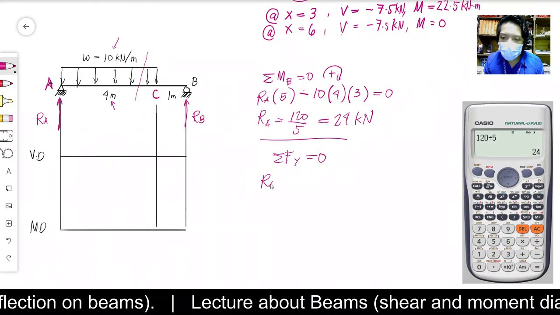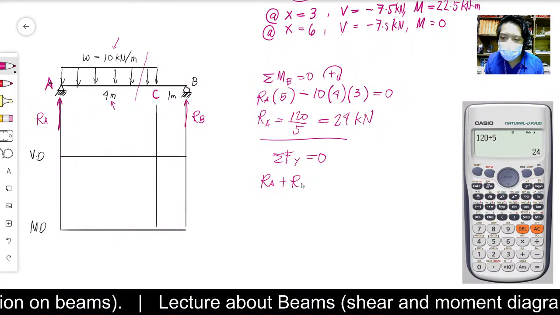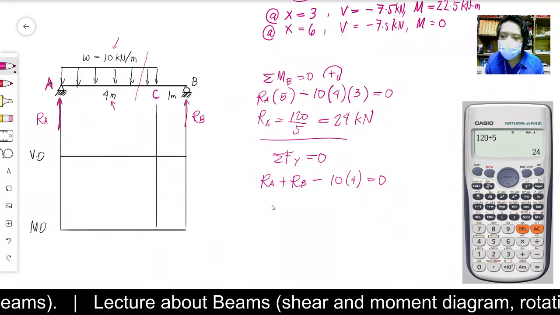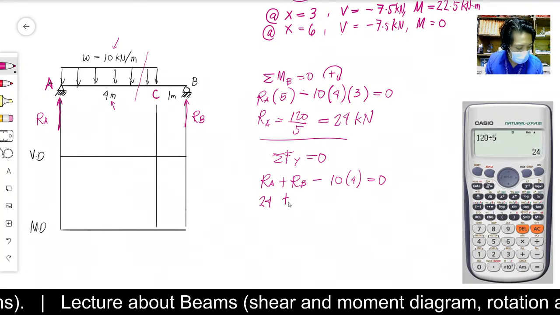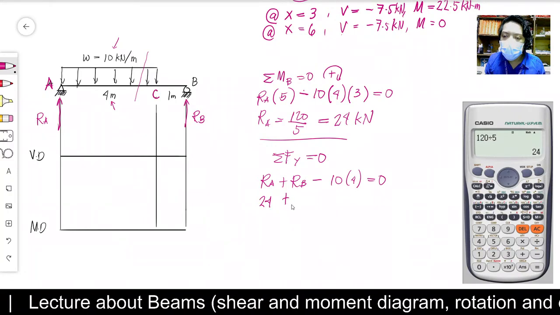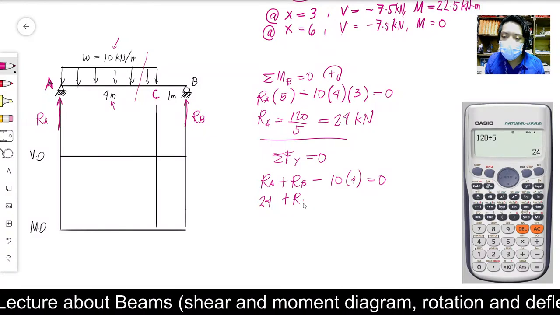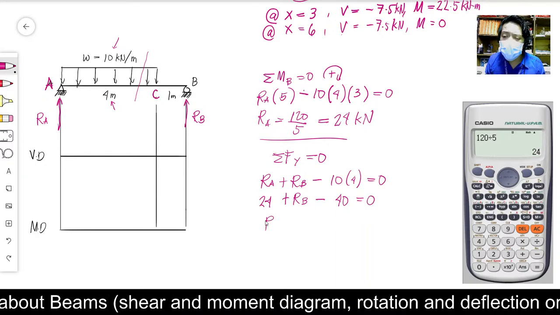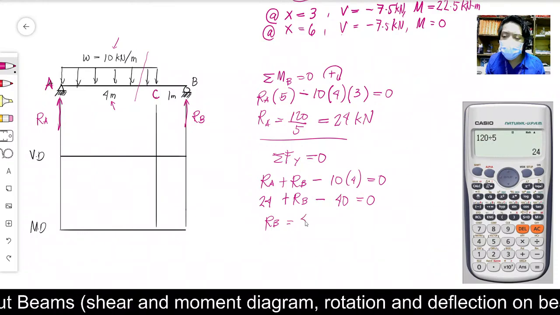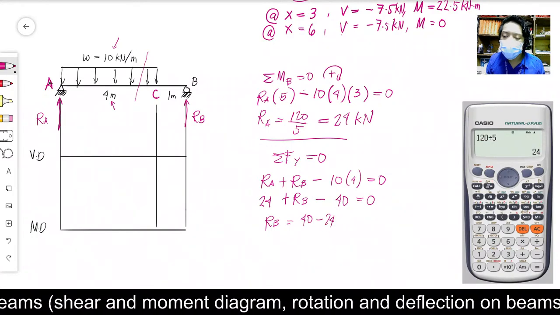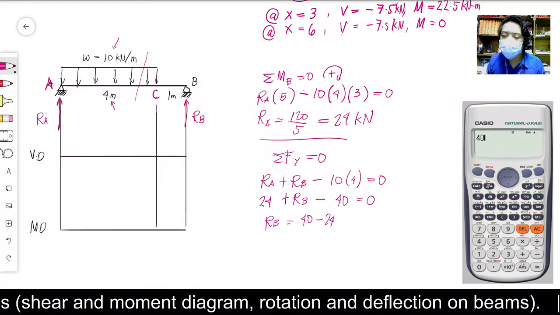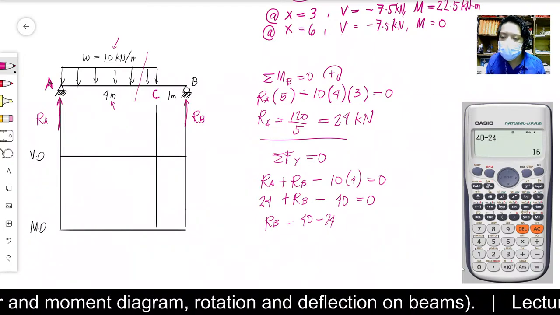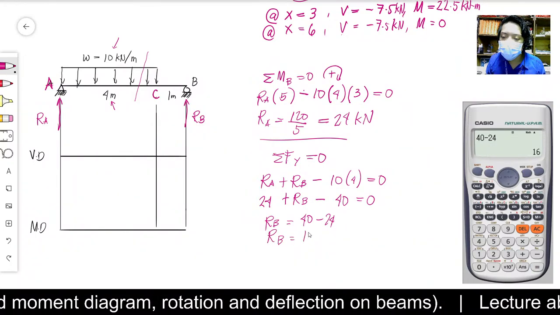So we have here RA plus RB minus 10 times 4 equals 0. You already have the value of RA, that is 24, plus your RB minus 40 equals 0. Your RB is equal to 40 minus 24. 40 minus 24 is 16. RB is 16 kilonewton.